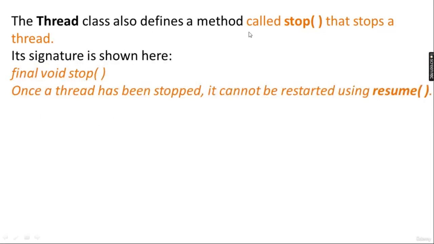The Thread class also defines a method called stop that stops the thread. This is the stop, and this is a very important line you have to remember. Once a thread has been stopped, it cannot be restarted using resume. There is a difference between suspend and stop. If you suspend a thread, it can be resumed, but if you stop the thread, it cannot be resumed.